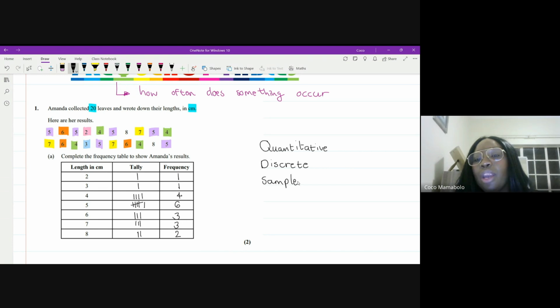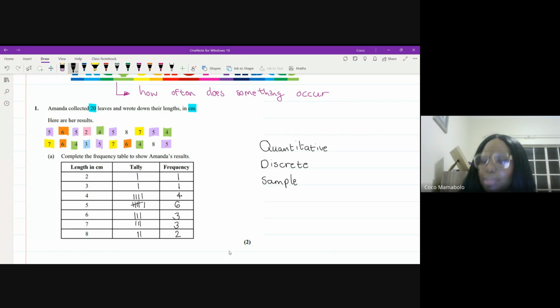But if we just go off of the sample, we can make an informed decision. Now, let's say, for instance, Amanda is a grade 3 teacher, and she's going to do an exercise with her grade 3s. Which size of leaf shows up the most? Which size of leaf shows up the most?